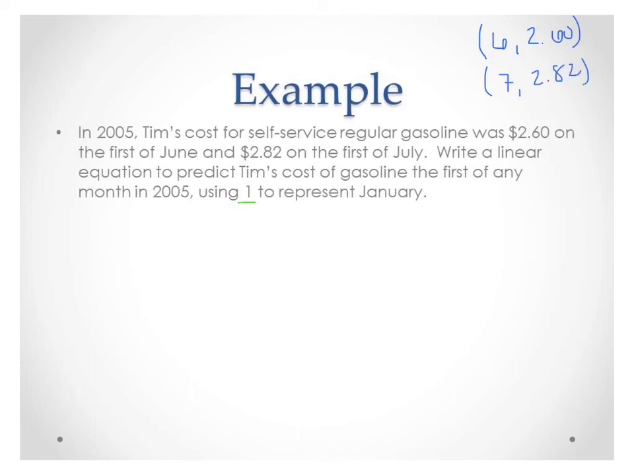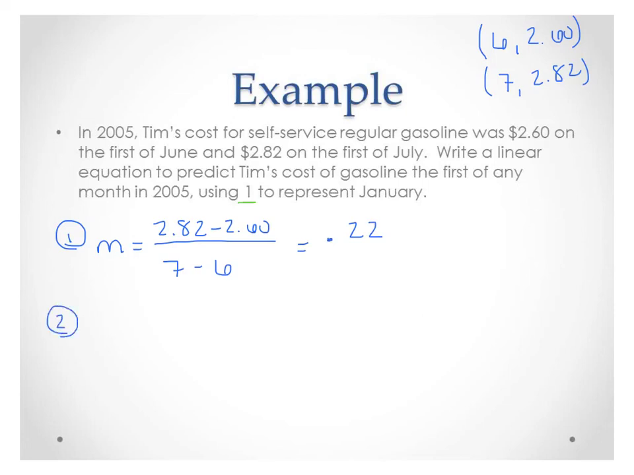So again, we have these 2 points. You're doing it the same way. So we're finding our slope. So let's do 2.82 minus 2.60. Make sure to do y's on top, x's on the bottom. So we're looking at 0.22, and it's going to be over 1. So I'm just going to leave it 0.22.